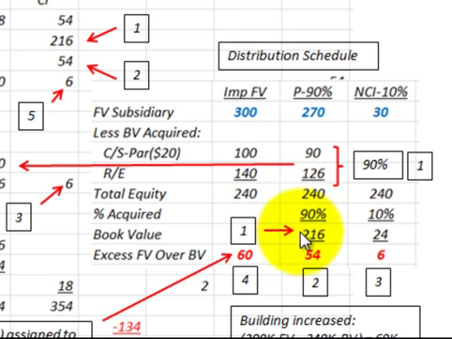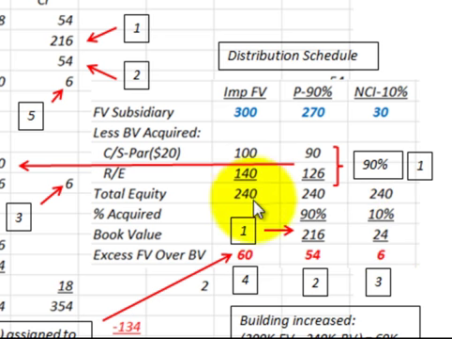So they'd end up here with $16,000 for the book value of the equity. And then the non-controlling interest, they would have got 10% of the $240,000, or they'd end up with $24,000 for the book value of the equity.